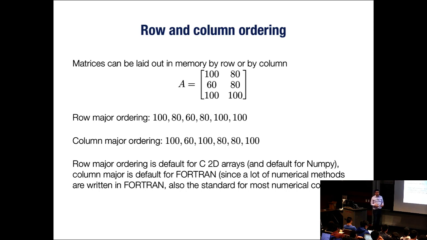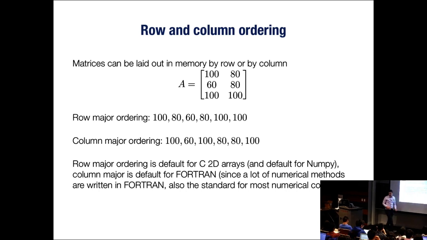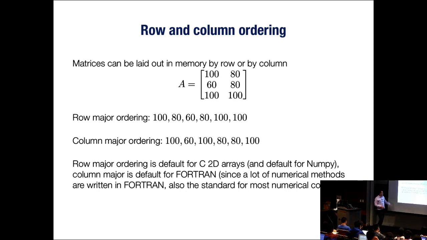So the row ordering, what's called row major ordering, would lay these out by row. So we would read things off row by row. So they'd be stored as 100, 80, 60, 80, 100, 100. And that's stored that way in memory. And the column major ordering would be the opposite. You read off the data by columns. So you'd have 100, 60, 100, 80, 80, 100 as how it's laid out in memory.